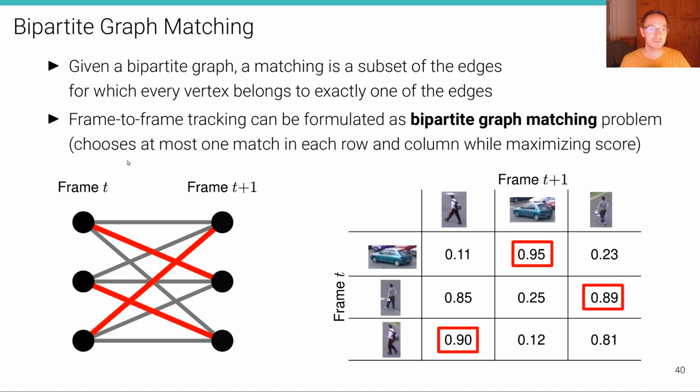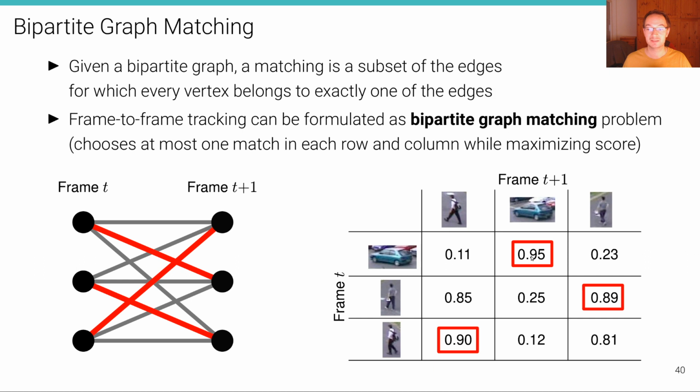which, by definition of this problem, chooses at most one match in each row and column of such a similarity matrix while maximizing the score. So here we have exactly the same situation. Now we have three objects. These are the tracks. Here we have the detections in the next frame. And these are the similarity scores. And of course, we want to associate every one of these object tracks to only one detection and vice versa. In other words, there should be only one association made per row and per column, as in this example here. And the solution that's highlighted here in red is the one that maximizes the total score. And that's what we want to do.